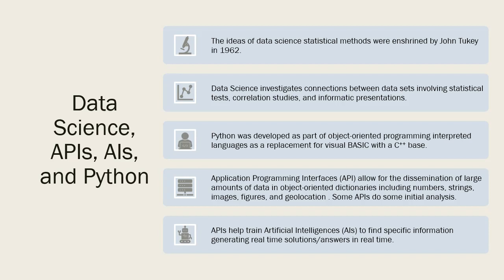Data science investigates connections between data sets involving statistical tests, correlation studies, and informatic presentations. Python was developed as part of object-oriented programming interpreted languages as a replacement for Visual Basic with a C++ base. Application Programming Interfaces (API) allow for the dissemination of large amounts of data in object-oriented dictionaries including numbers, strings, images, figures, and geolocation. Some APIs do some initial analysis. APIs help train artificial intelligences, AIs, to find specific information generating real-time solutions/answers in real time.